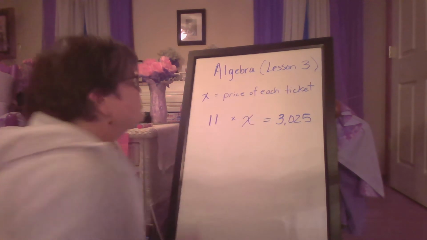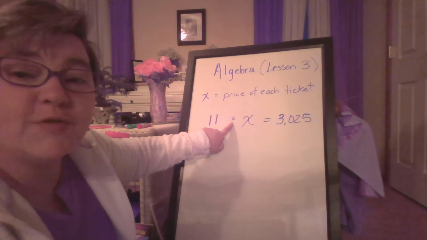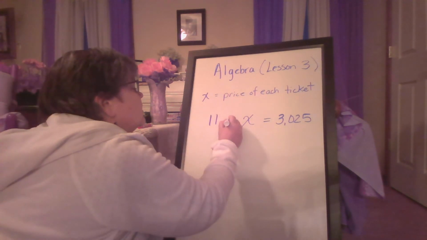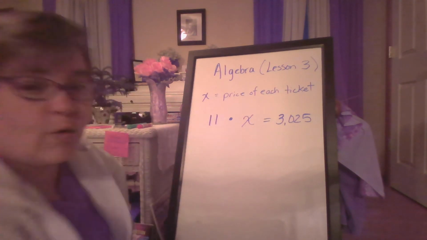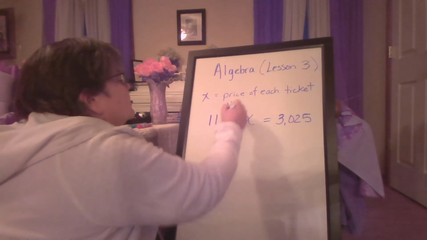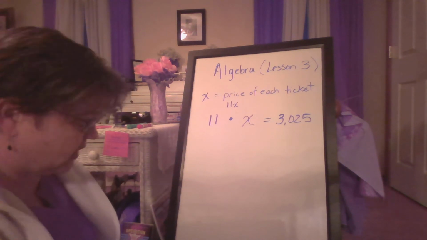Maybe I shouldn't have used x. Now in algebra, we don't use an x for times. For multiplying, we usually use a dot, or we put the numbers right next to each other like this. Okay? So that's what we do in algebra.